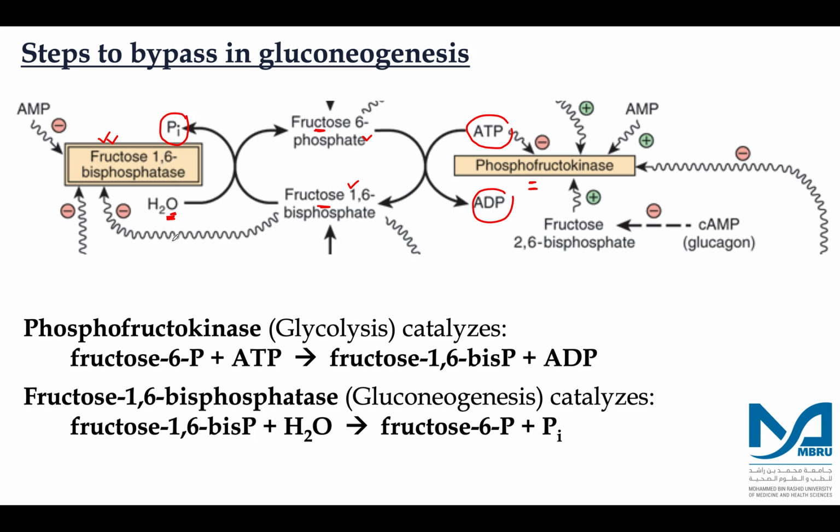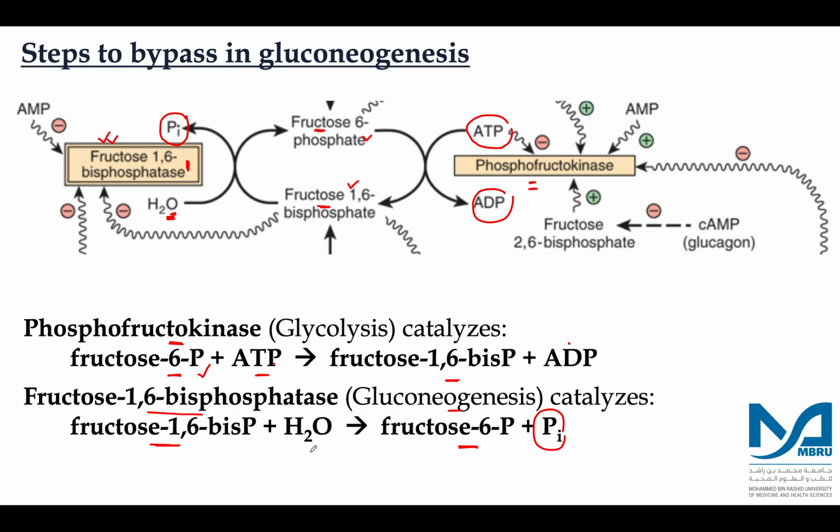So let us look at it again. In glycolysis, phosphofructokinase uses fructose 6-phosphate as the substrate. In the presence of ATP, it converts fructose 6-phosphate to the product fructose 1,6-bisphosphate. ATP is converted to ADP during the reaction. When reversing this step in gluconeogenesis, fructose 1,6-bisphosphate, by the catalytic activity of fructose 1,6-bisphosphatase, is converted to fructose 6-phosphate and an inorganic phosphate is released.